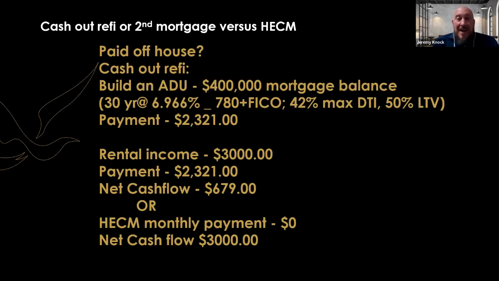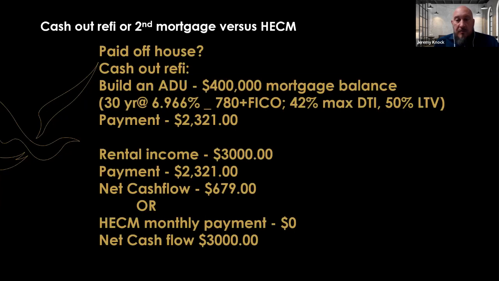Or if you use a HECM loan to fund that $400,000 build, the HECM monthly payment is $0. Not before, during, or after construction is a payment due. So that means if it takes 18 months, you're not paying a nickel out of pocket to service that loan. And once it's done, your net cash flow is now $3,000 a month because you don't have to service a mortgage payment.